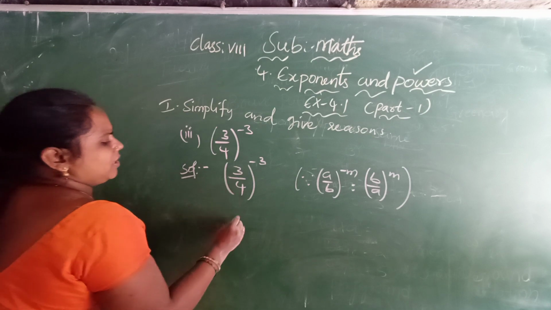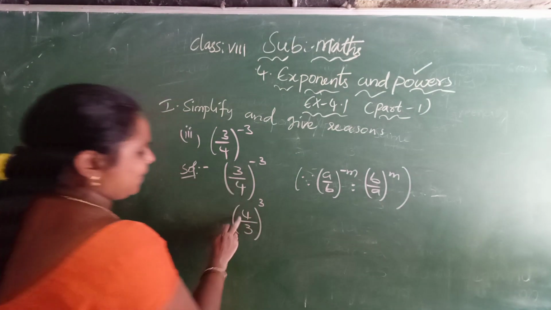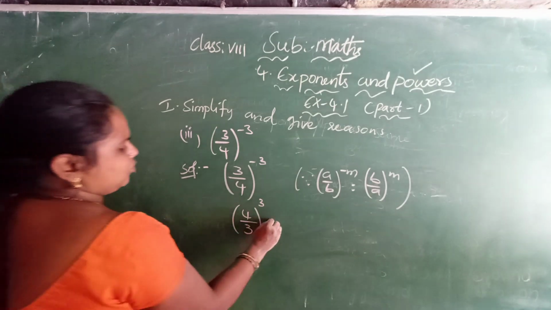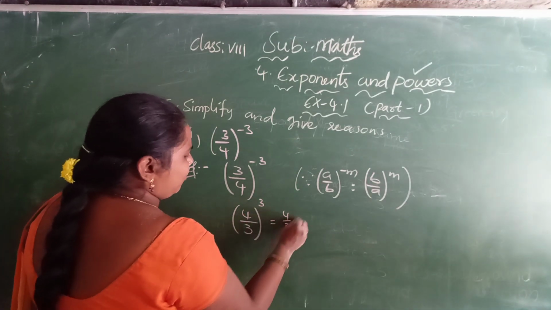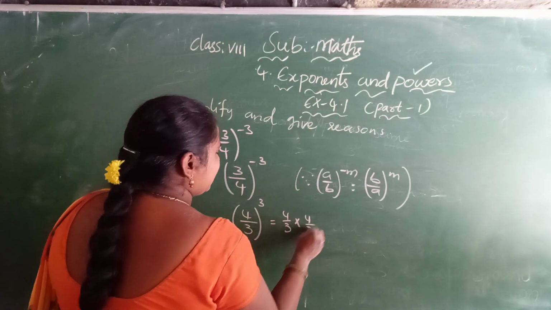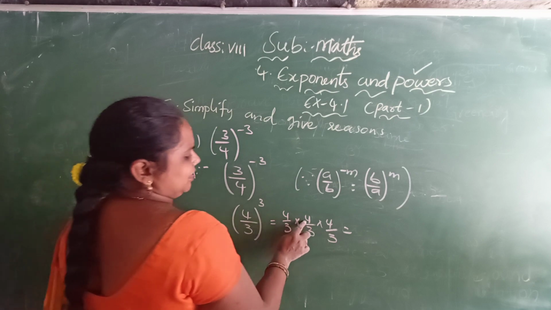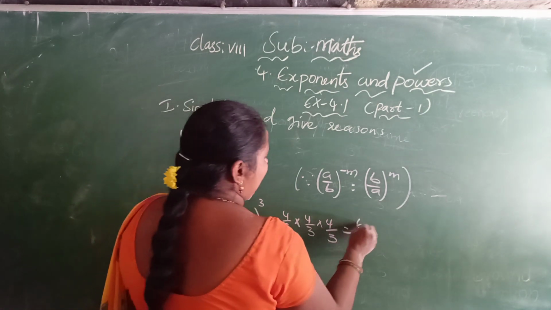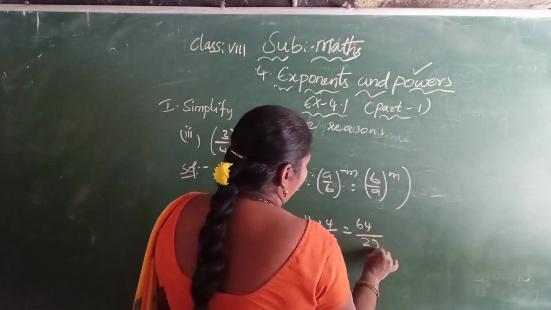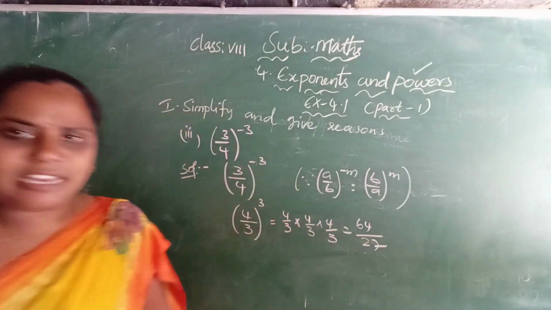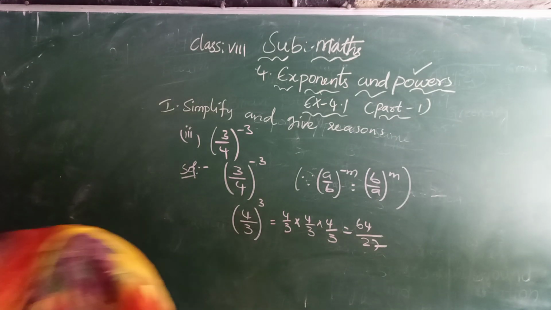So (3/4) becomes (4/3) whole power 3. Here, (4/3) is multiplied how many times? 3 times: (4/3) into (4/3) into (4/3). Multiply: 4 4s are 16, 16 4s are 64, 3 3s are 9, 9 3s are 27. 64/27 is the answer.